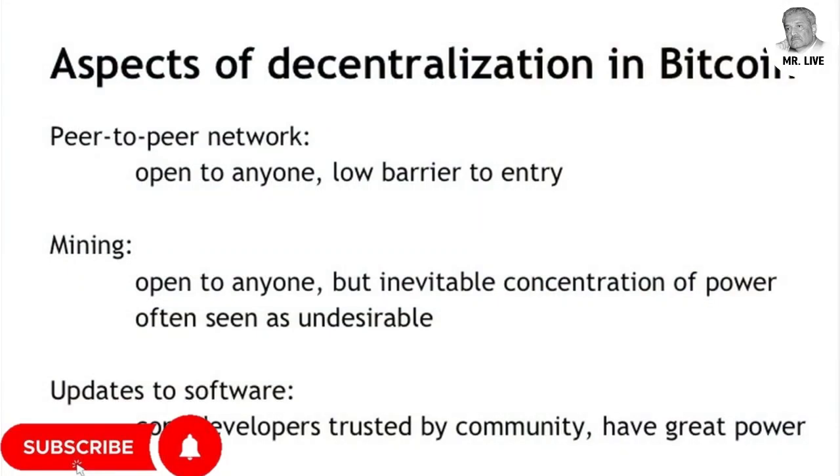And just to drive home this point, let me show you 3 different aspects of Bitcoin and where they fall on the centralization-decentralization spectrum. First, there's the peer-to-peer network. And this aspect of Bitcoin, I would say, is the closest thing to purely decentralized. Why is that? Because anybody can run a Bitcoin node, and there's a fairly low barrier to entry. You can go online, you can download a Bitcoin client yourself.